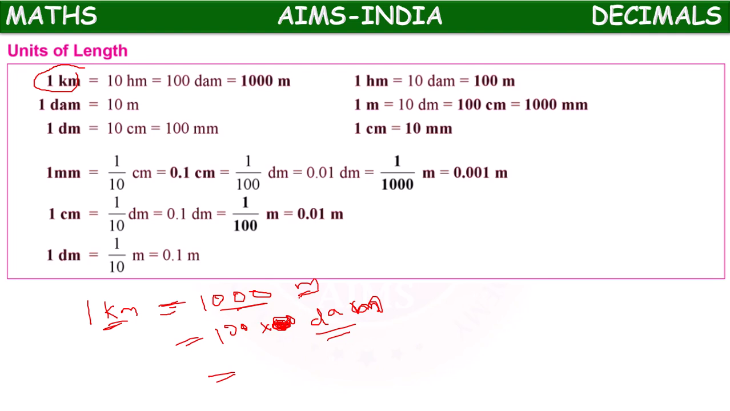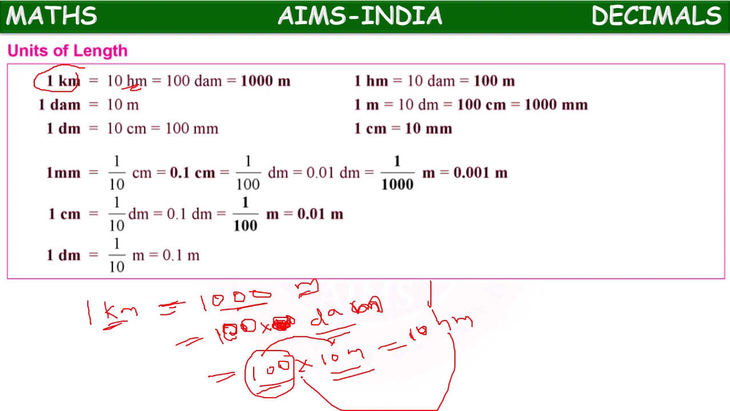Or how to write in terms of hectometer? 1000 we write as 10 into 100. Here hecto stands for 100. In the place of 100, we can keep hecto. So this is 10 meter, this 100 will become hecto, so 10 hectometer, symbol hm. How did this h come? Instead of 100, we are making use of the symbol h, because 100 is nothing but hecto. 10 hectometers. So like that we can convert.